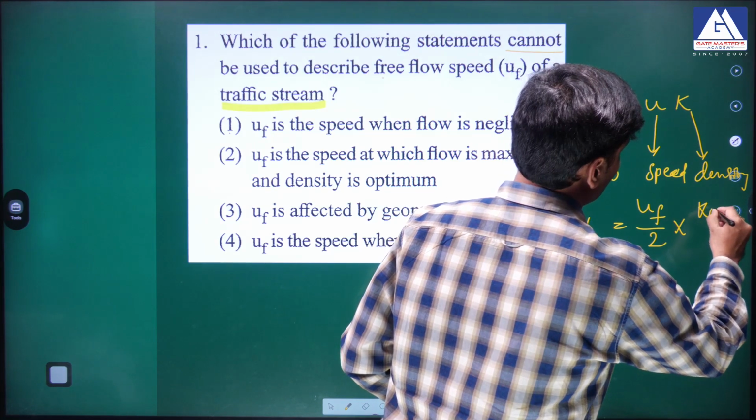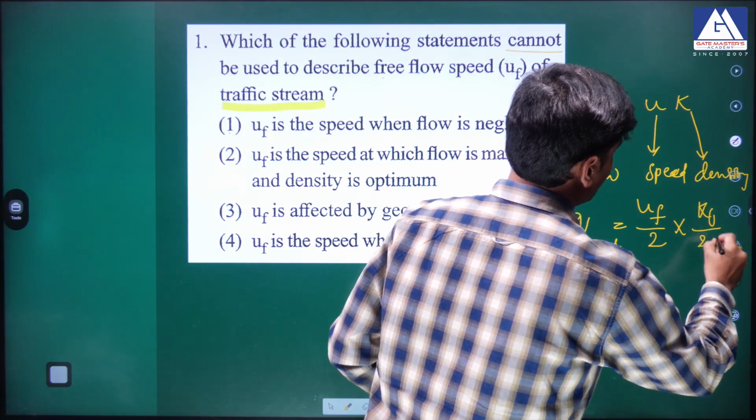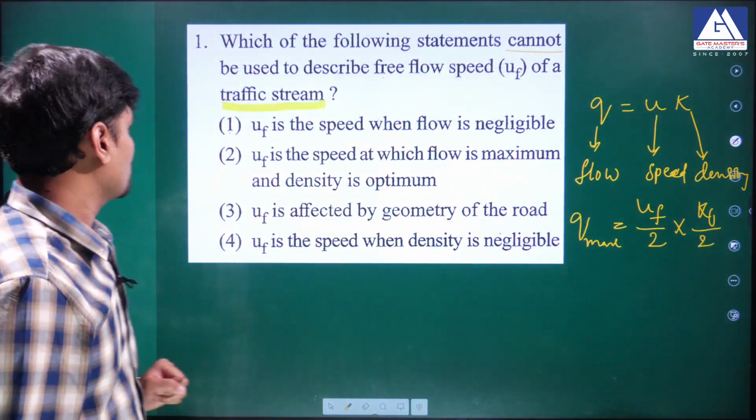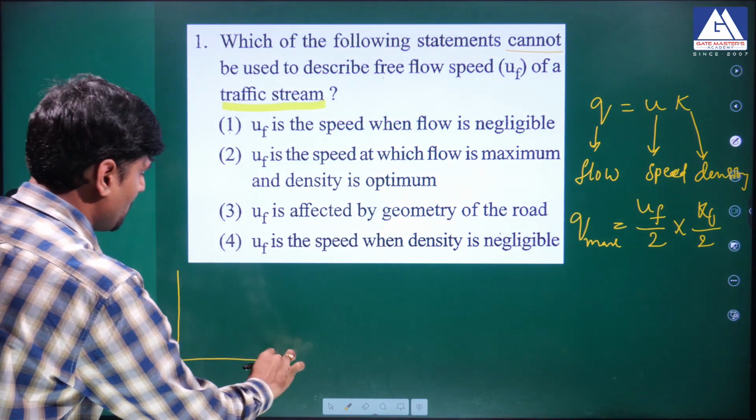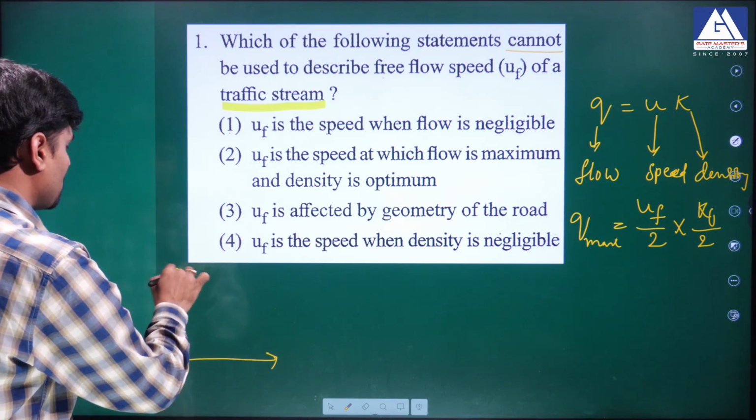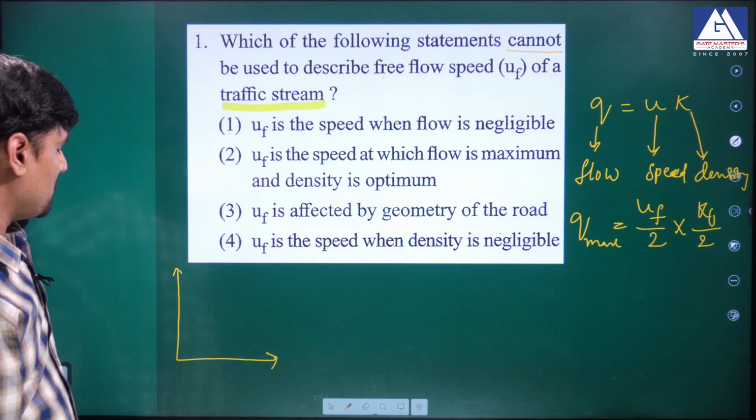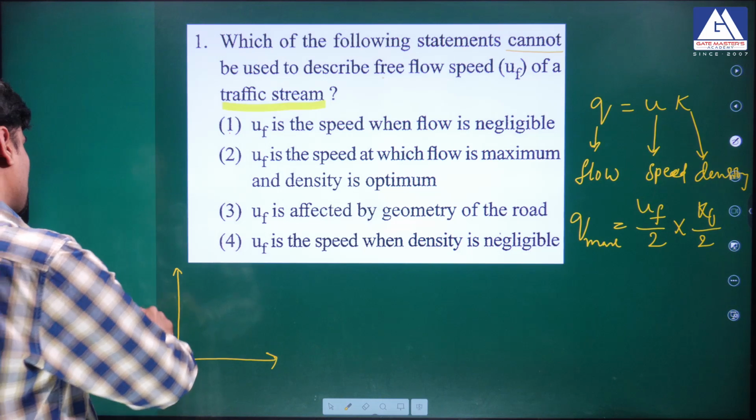మరి ఈ రిలేషన్ ఎలా వచ్చింది? How has this relation come? This relationship has come from the fundamentals of traffic engineering, the basic definitions of speed.